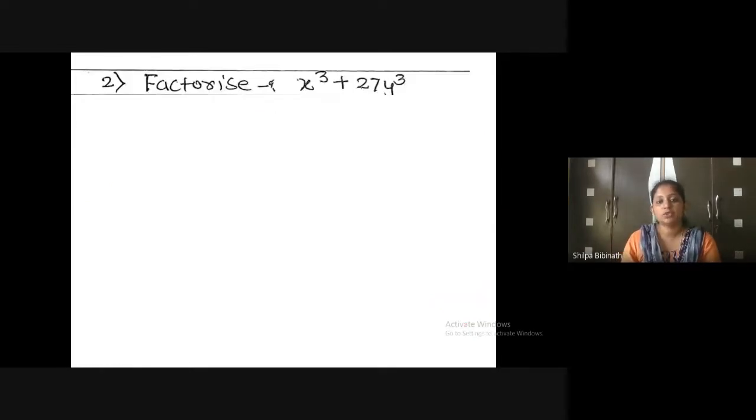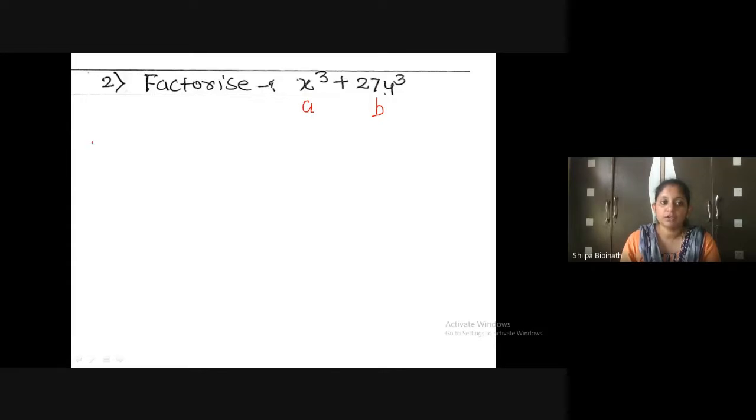Factorize x cube plus 27 y cube. So here we have to apply the formula a cube plus b cube. But before that, let's check whether it is in the format a cube plus b cube. X will be A. This will be B. Now B is the entire 27y, but here only y is cube. What about 27? So we can't find the cube here. So we have to take the cube root of that.